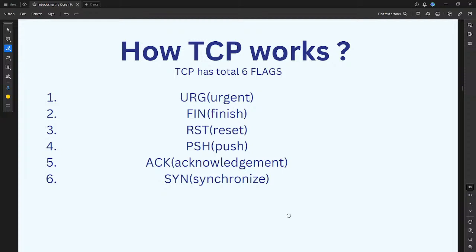Now, how does TCP work? It's very important to know that in TCP we have what are known as flags, and there is a total of 6 flags. We have the urgent flag, the finish flag, the reset flag, the push flag, and the acknowledgement flag. Finally, the synchronize flag. Now, what does each of these flags mean? We're going to have a deep look into them right now.